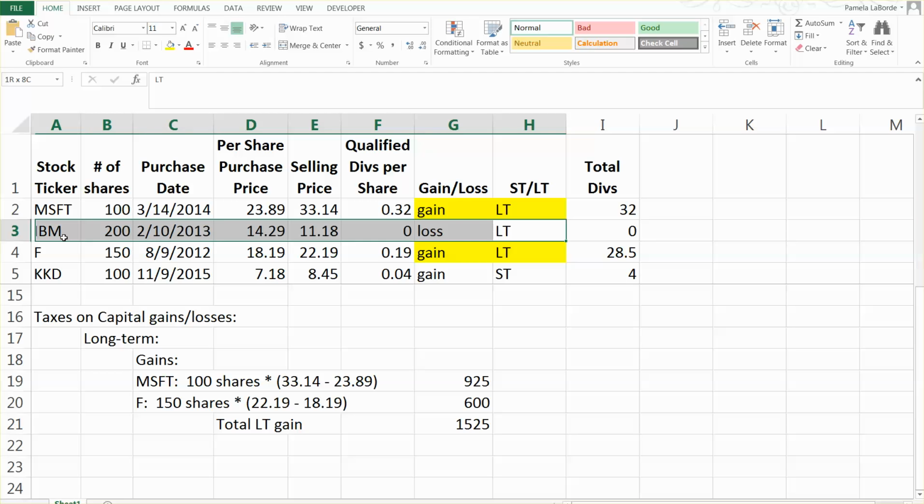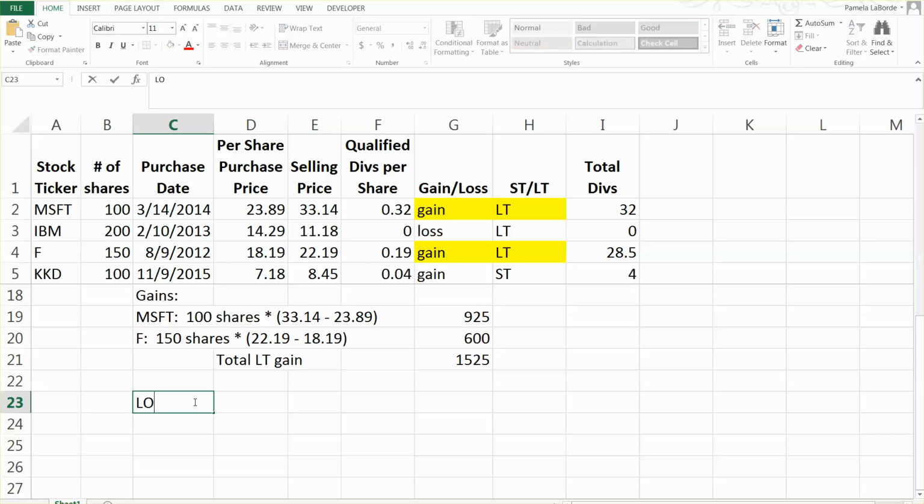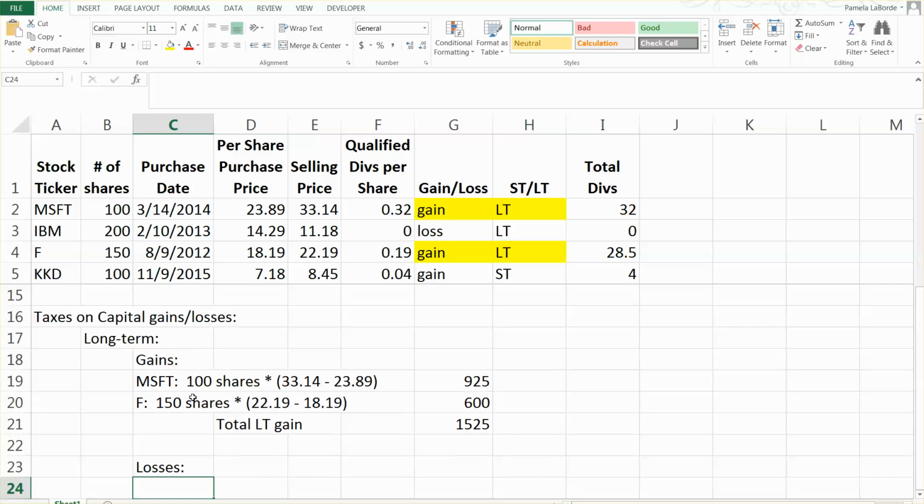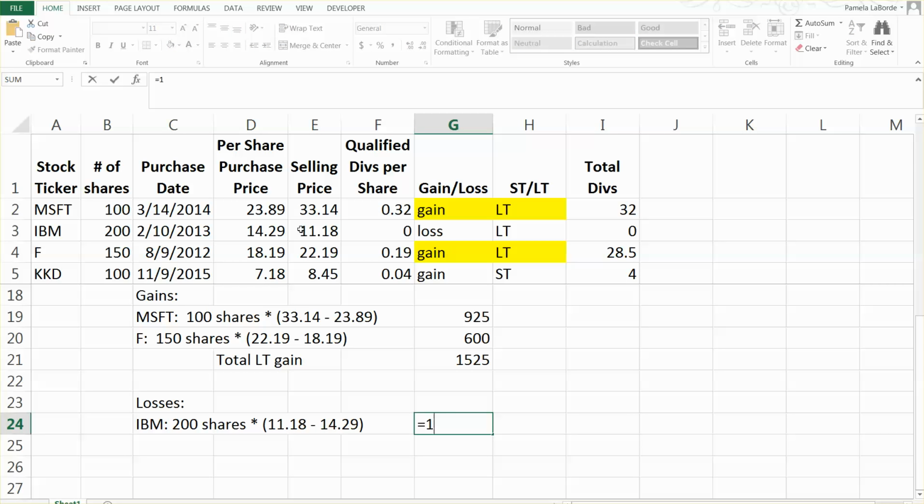So I can write off this loss that I had on IBM against gains from my positions in Microsoft and Ford. So I'm going to come down here and do losses. Only had one of those, and again, it's long term, that's why I'm doing it here, and that was from my ownership in IBM. And I own 200 shares times, now I need to calculate my loss. My loss is the 1118 minus the 1429. And again, I'll come down here and actually do the math.